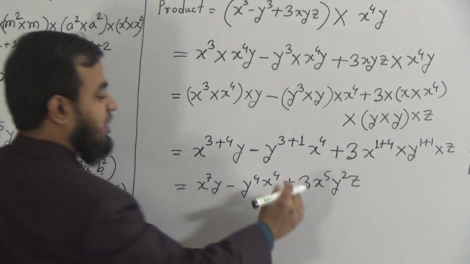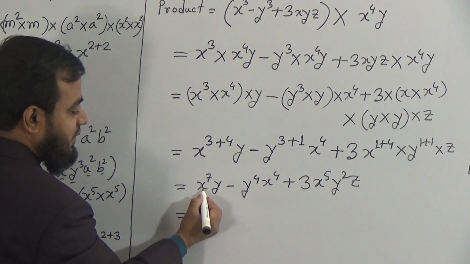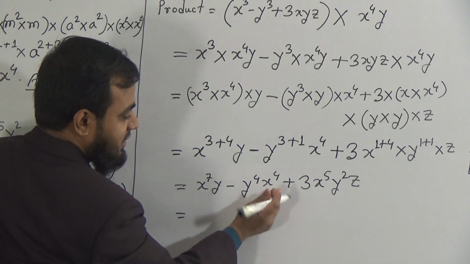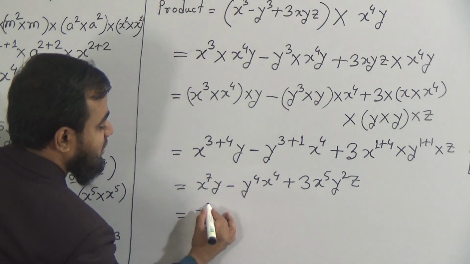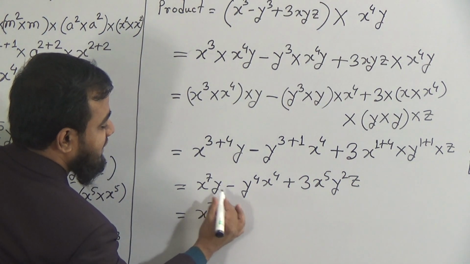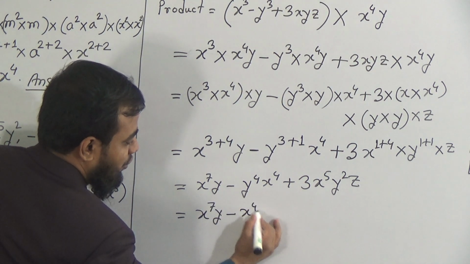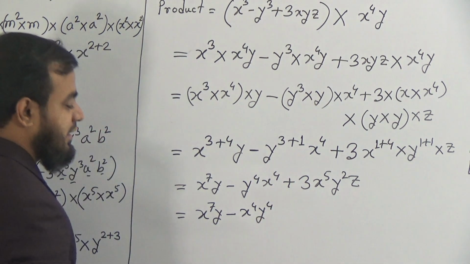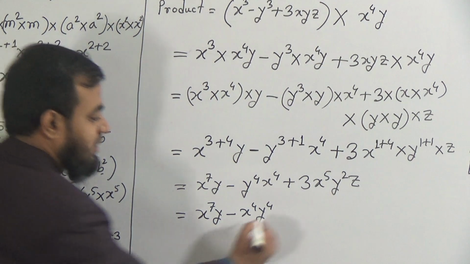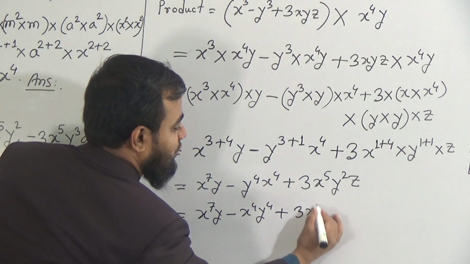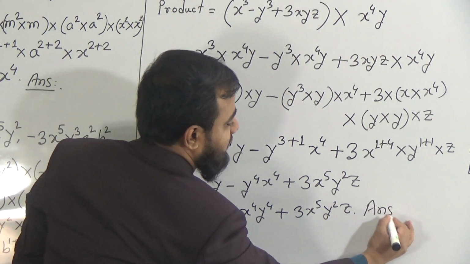Now it is our answer, or you can arrange this also. How can you arrange this? Look, this x is in front, but this x is after. So we can write it down. You can write the answer like this, but you can arrange it: x to the power 7 y minus x to the power 4 y to the power 4, because in the letters x comes first, right? That's why I arranged this one, nothing else. Now plus thrice x to the power 5 y square z. This is our required answer, dear students.